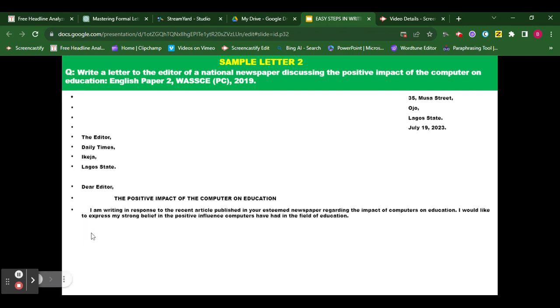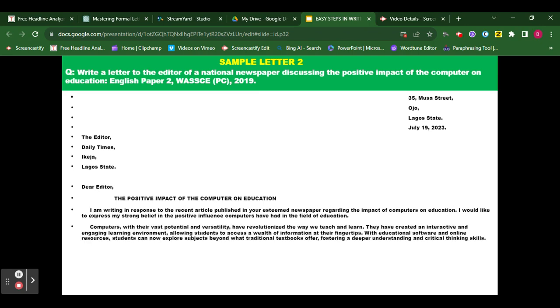Then next, the first paragraph. I am writing in response to the recent article published in your esteemed newspaper regarding the impact of computers on education. I would like to express my strong belief in the positive influence computers have had in the field of education. Paragraph 2, which is the beginning of the body of the letter to the editor.